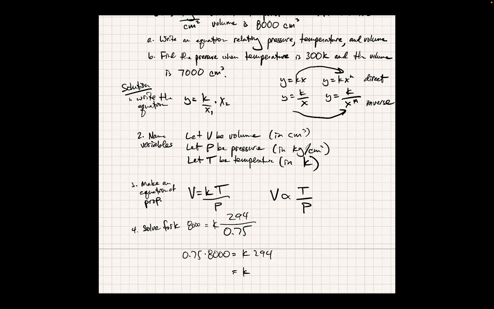6,000. And then you divide the 6,000 by 294. What's 0.75 times 8,000 divided by 294? That's going to give us K. It's 20.40. Well, 20.41 technically.